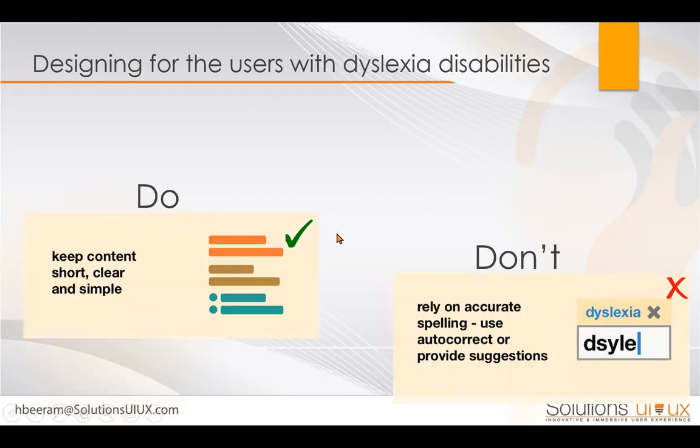Then designing users more like the same thing, with consistent layout, short, clear, simple. This is a consistent theme as we have observed, right? This is a very consistent theme for lots of disabilities. Doing this will solve a lot of problems versus relying on accurate spelling, right?